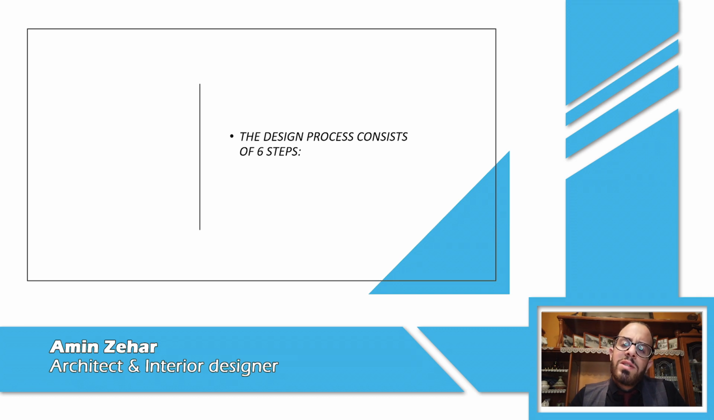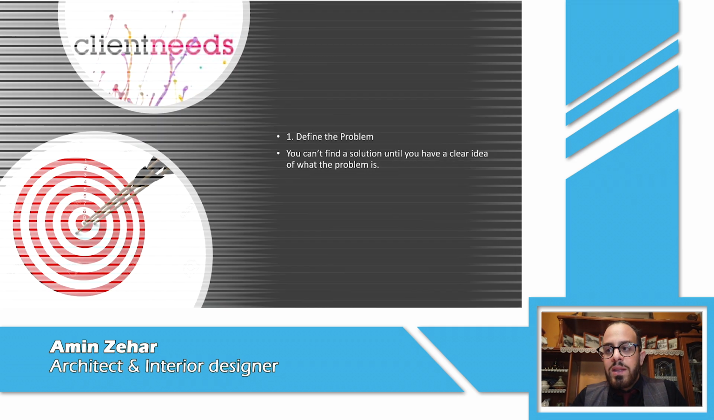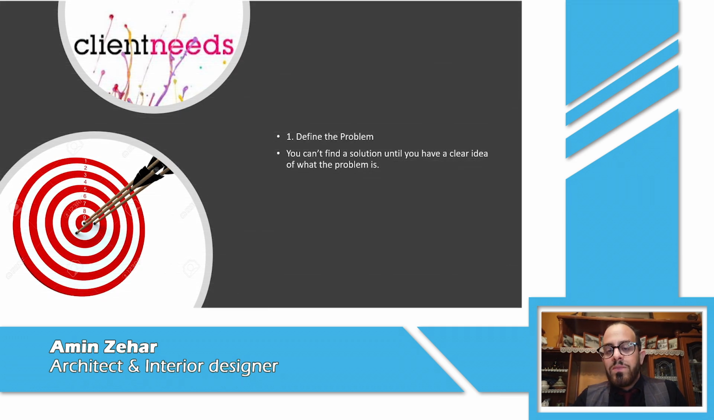Actually, the design process consists of 6 steps. First of all, you need to understand and define your problem. Because it's really difficult to find a solution to something you ignore or you don't have a clear idea about. So you need to understand the needs of the clients and the problem you are facing.